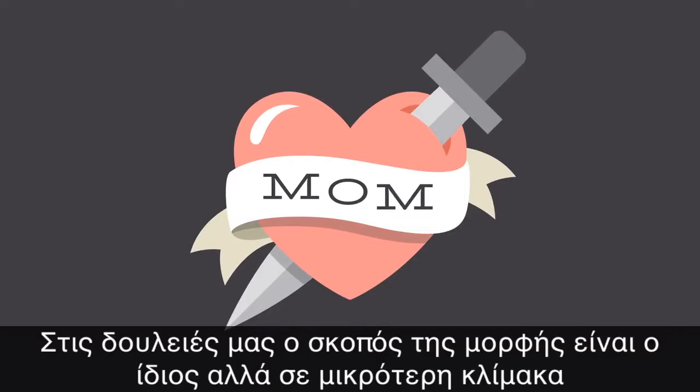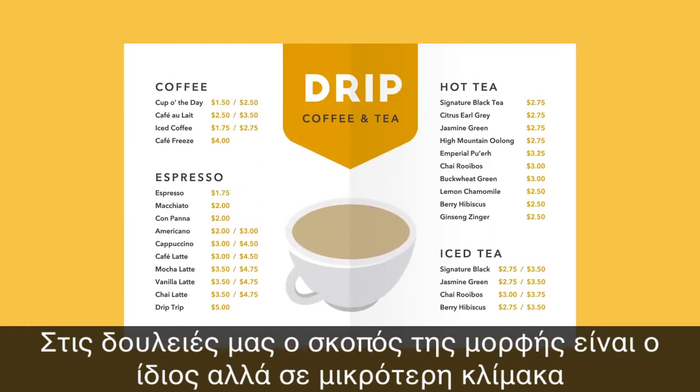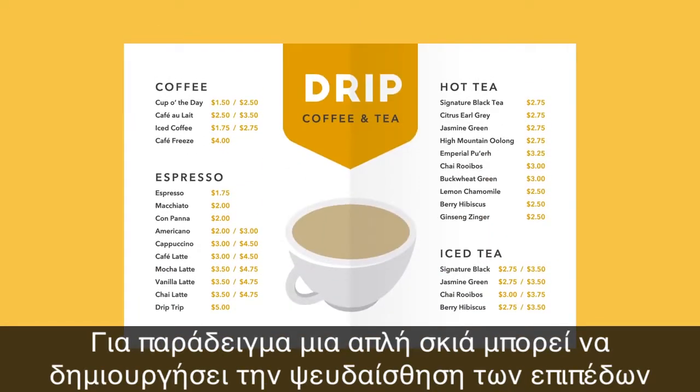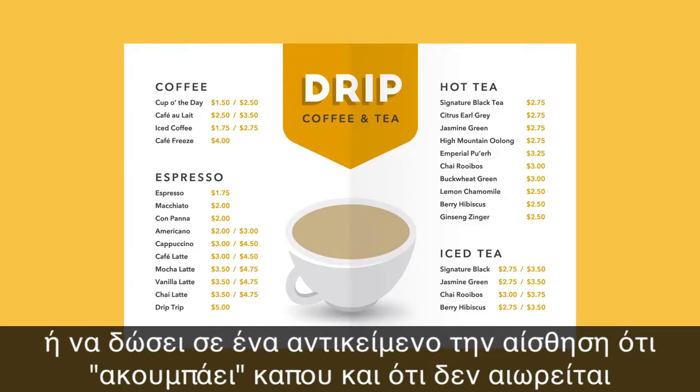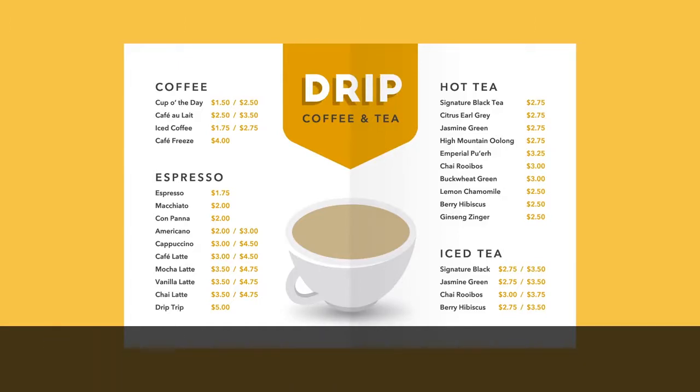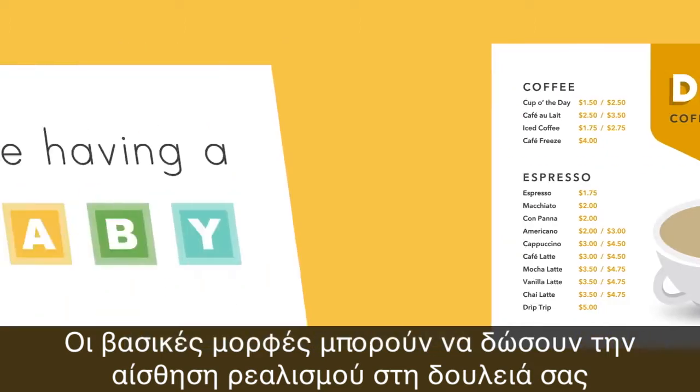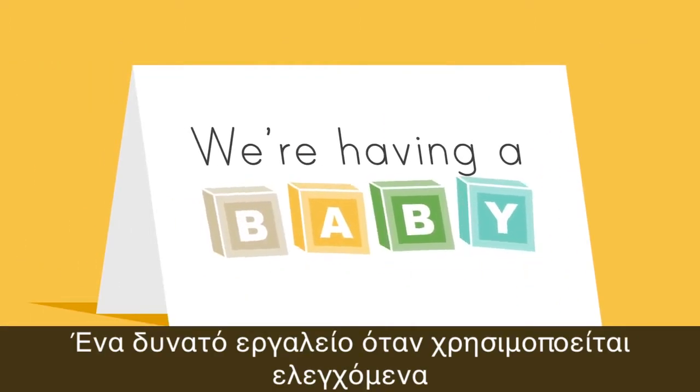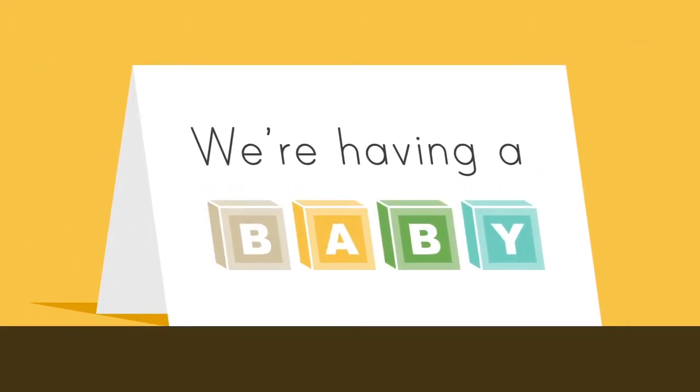In everyday compositions, the purpose of form is the same, but on a smaller scale. For example, a simple shadow can create the illusion of layers, or give an object a sense of place. Basic forms can bring a touch of realism to your work, a powerful tool when used in moderation.